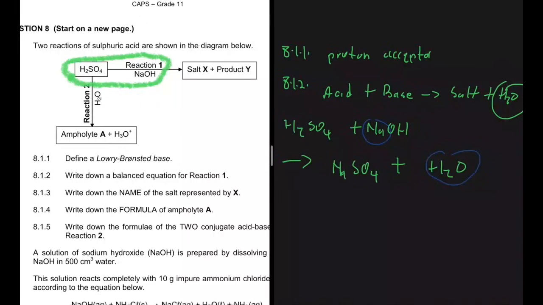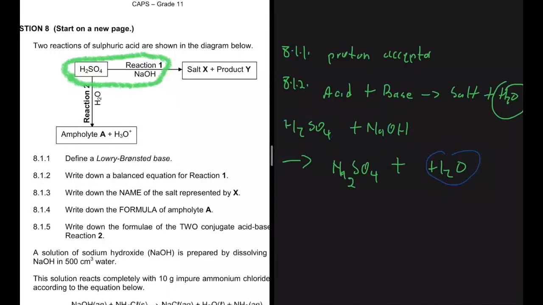It will be our salt. But then I want you to realize something. Since H2SO4 lost 2 hydrogens, it will now be SO4 2 minus, right? And then we know that Na is only plus, so we're going to need 2 Na. So we're going to have Na2SO4 plus H2O. Now, when we're at this point, we can then balance our equation.